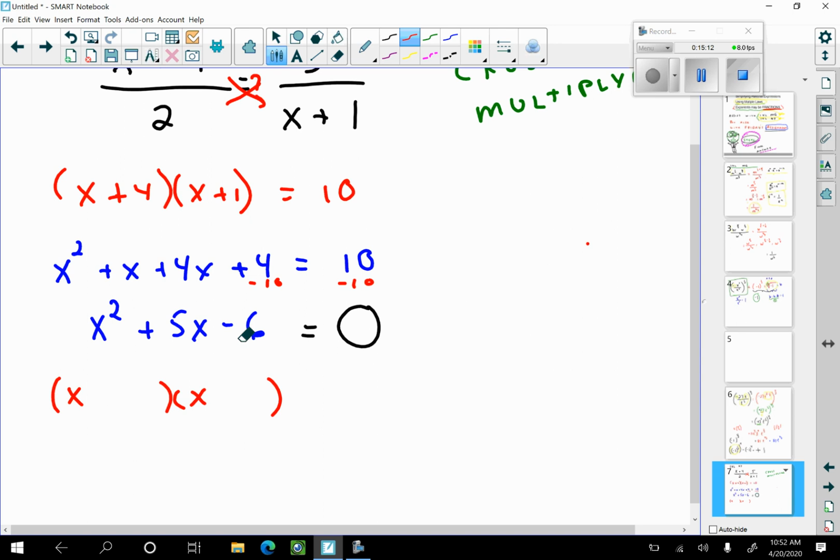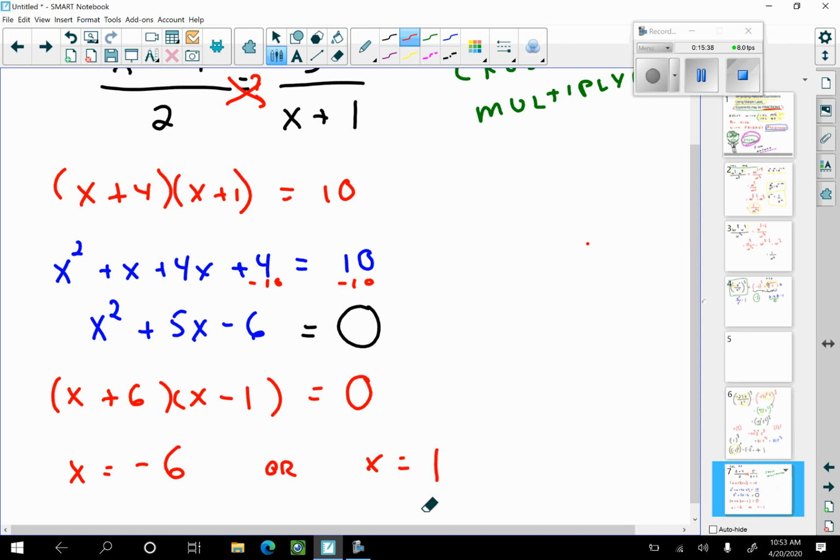Two things that multiply together to negative 6 and add up to positive 5. You bet. x plus 6, x minus 1. 6 plus negative 1 is positive 5. 6 times negative 1 is negative 6. That equals 0. So what do I know? The solution then is x is equal to negative 6 or x is equal to 1.